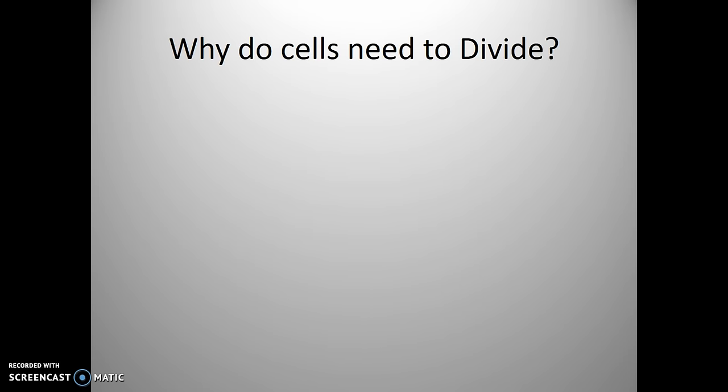So let's remind ourselves, why do cells need to divide? Why would we need to make more cells? I want you to think about it for a second and see what kind of reasons you can come up with.